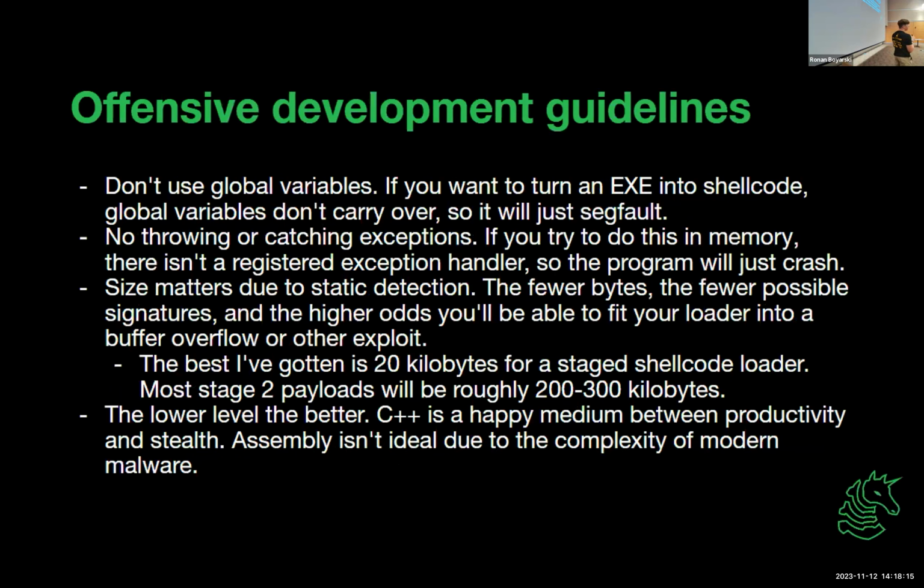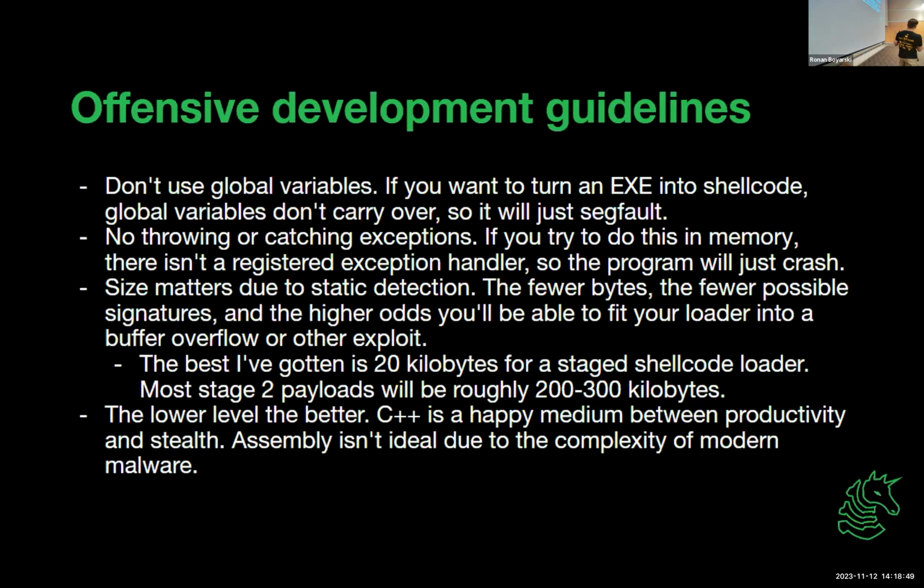There are a couple things to keep in mind for this, and if you're used to writing clean code, this is going to make you cringe. There are some things you have to do because of the way the Windows portable executable format works, and I don't want to go into that here. But a couple of them: don't use global variables, right? If you're trying to turn this into an exe that can be run in memory or into a shellcode, global variables are stored in a different section, so it'll just crash because it's trying to reference something that doesn't exist. You can't throw, catch, or even do anything with exceptions because if you're operating in memory, there's no exception handler, so it'll just crash.